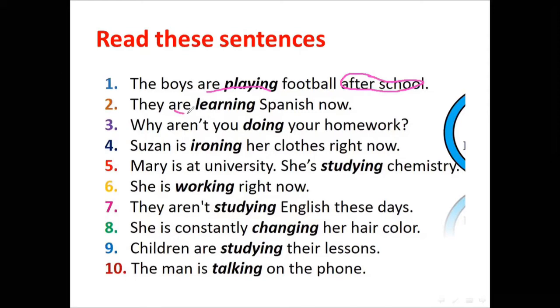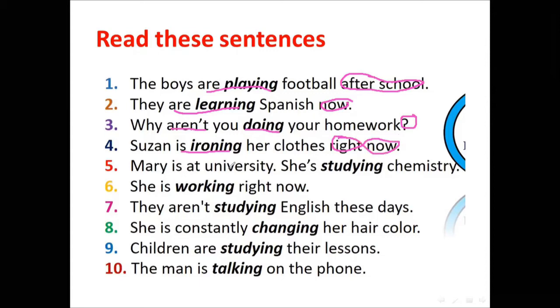Now, are learning is the verb, okay, and the action is happening now, at the moment of speaking. Now, why aren't you doing your homework? This question maybe the teacher asked the student, and she asked him or her now. Okay, now the verbs are aren't and doing, and the form of the structure is a question. Suzanne is ironing her clothes right now. Is ironing, this is the verb, okay, and the action is happening at the moment of speaking because we have right now, this is the key word.